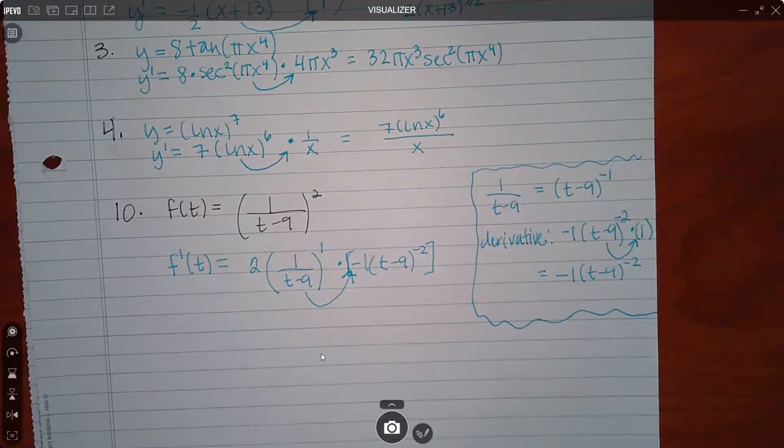So you could have done chain rule too. I'll put my little spacers up here. But if you have 1 over t minus 9, the square, bring down the power, decrease the power by 1, and then you know you need to add the chain. So you could do low, d high, minus high, d low, over low squared. What's the derivative of the top?